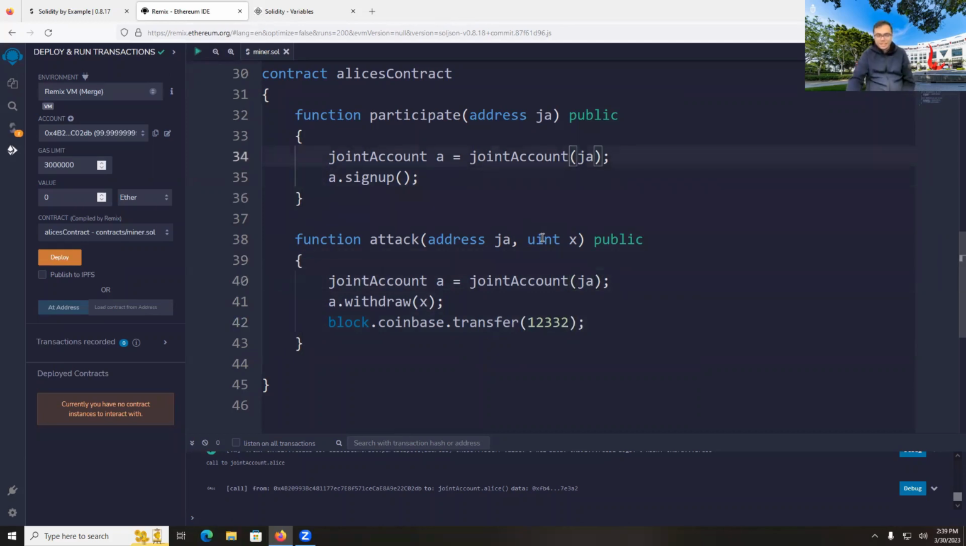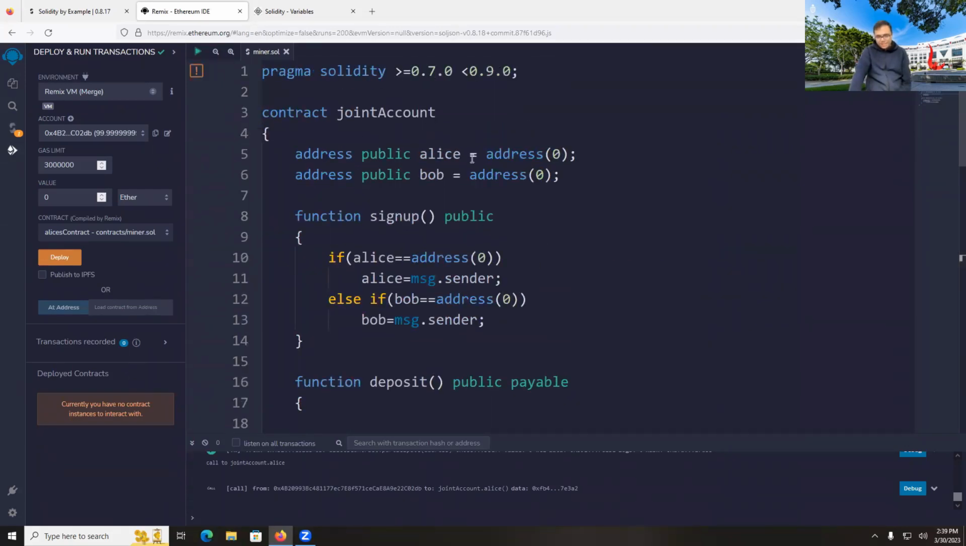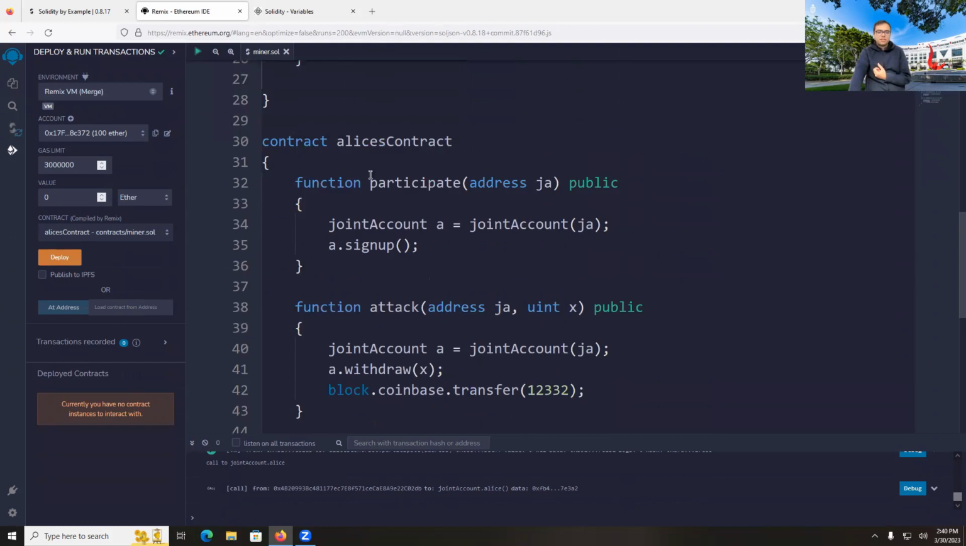Now, here's the thing. This is how I'm going to attack. There is this joint account, and let's say someone else has signed up here, or maybe let's say Bob's address was hard-coded in the beginning. So let's say this is Bob. Okay. So I sign up as Alice in this contract, but I'm not going to use my actual public key. I'm going to use my contract.